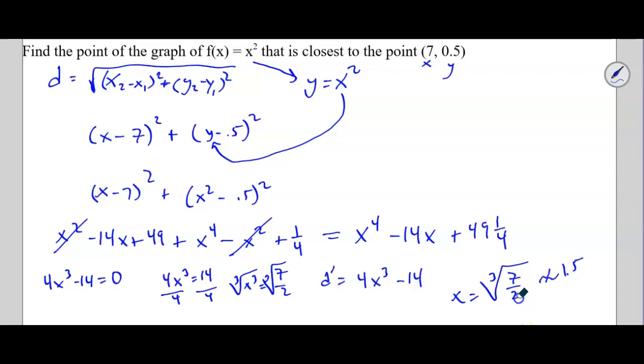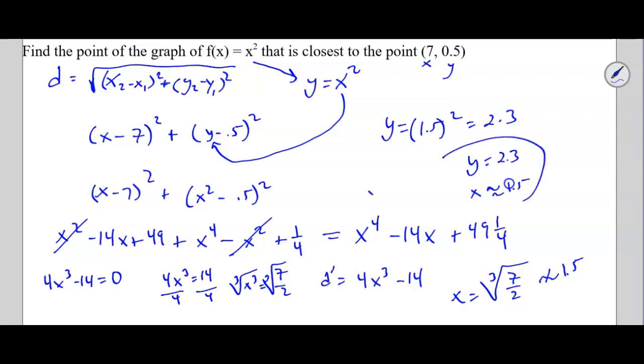Now we take that and just plug it in right here to find y. And 1.5 squared is going to give you 2.3. So y is 2.3, and x is approximately 1.5. There you go. That's the closest point right there.